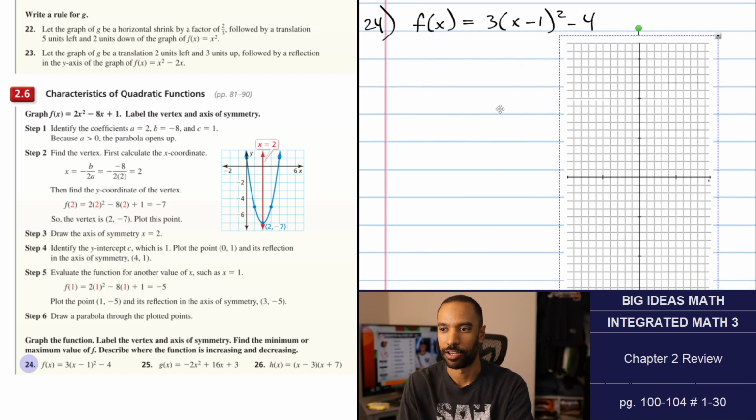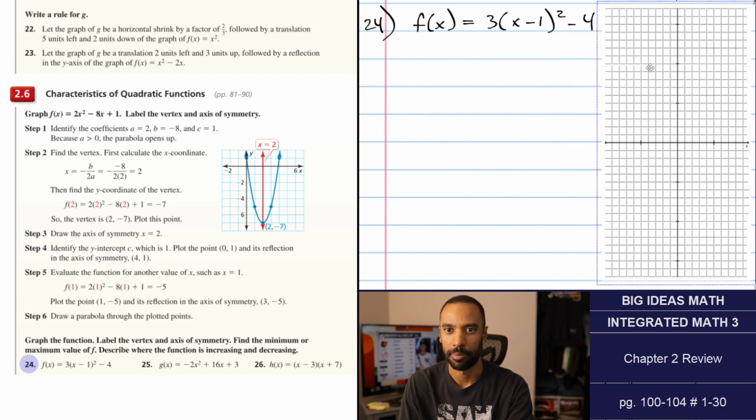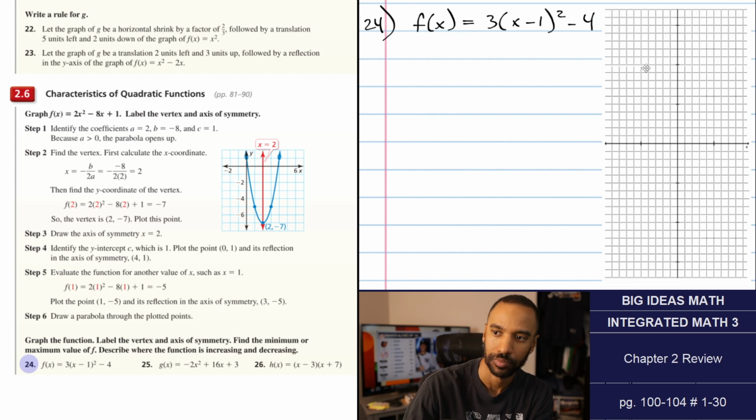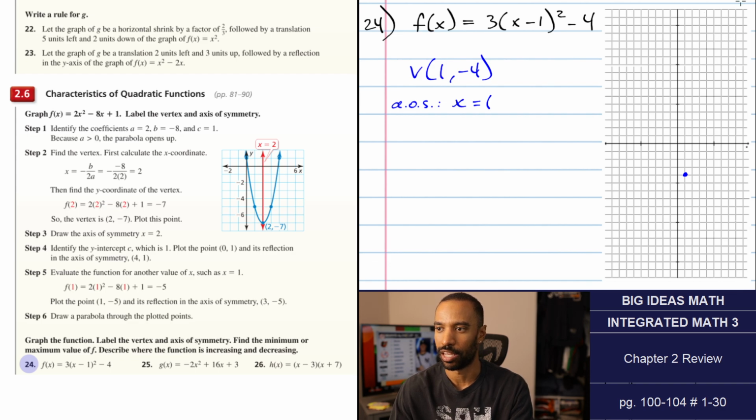Okay, graph the function. I'm going to do that first. We've seen a lot of these before, and we ain't stopping now. So, the vertex is at 1, negative 4, h, k. The axis of symmetry is the line x equals the x value of the vertex, 1. So when it comes to plotting this, we're at 1, negative 4, like so. The axis of symmetry will be the vertical line that goes through there. That's what x equals 1 is. So it looks like this.